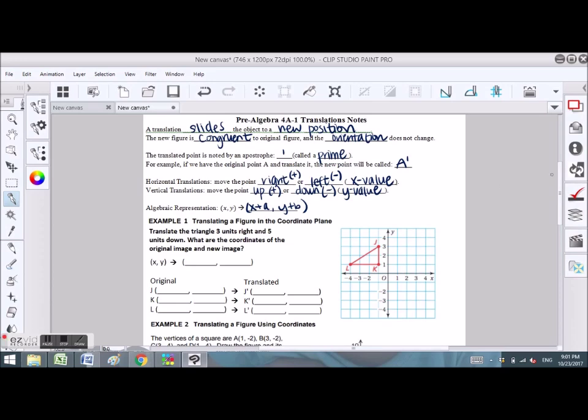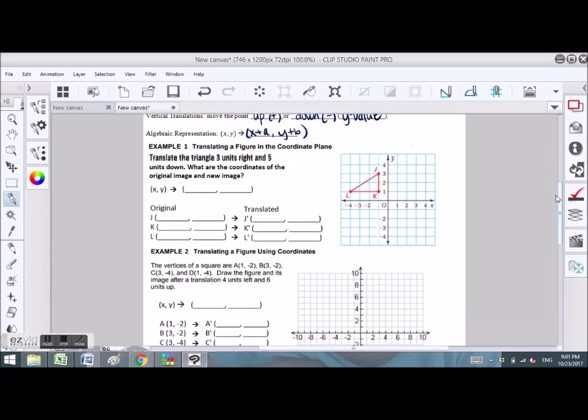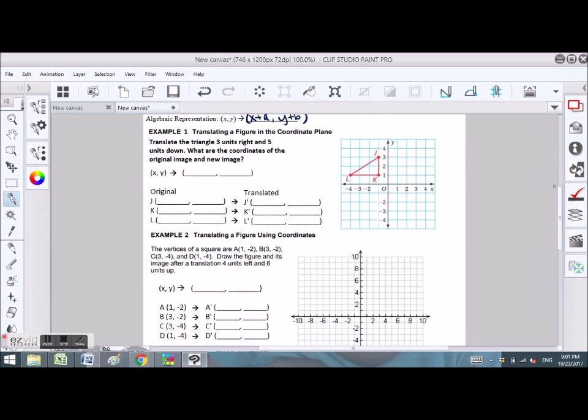So let's look at a couple of examples we have. Translating a figure in the coordinate plane. It says translate the triangle 3 units right and 5 units down. What are the coordinates of the original image and the new image? So first we can start with translating our new point and writing it in algebraic representation. So 3 units right is telling me that we're adding, and 5 units down tells me that we're subtracting. So this is adding to the x, and this is subtracting from the y. So we have x plus 3 and y minus 5.